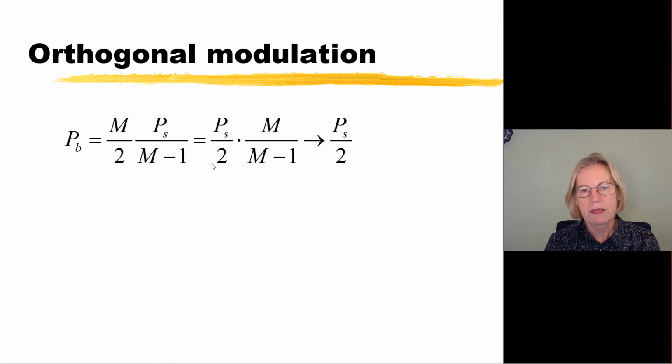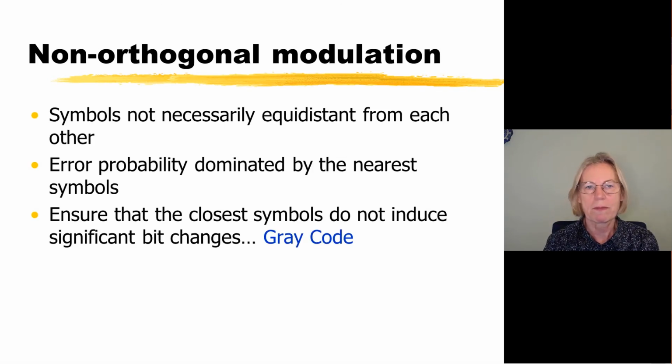Or we can put the PS over 2 here, and we have m divided by m-1. Now for large m, m divided by m-1 is almost 1. And so we can say that asymptotically, the probability of bit error becomes about the symbol error divided by 2, because roughly, half of the symbols have the same bit and the other half don't. So this quantifies for orthogonal modulation this relationship between symbol and bit probability.